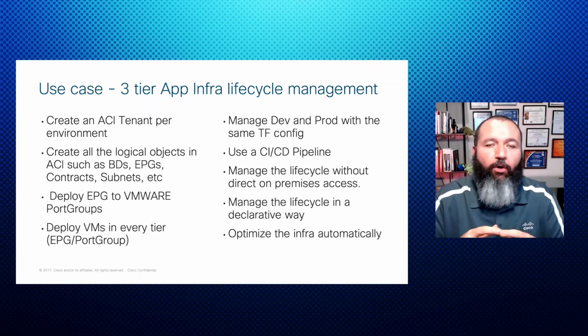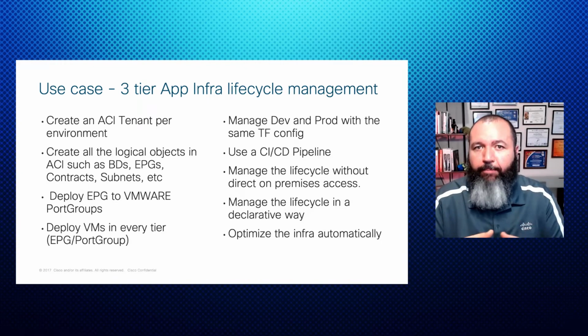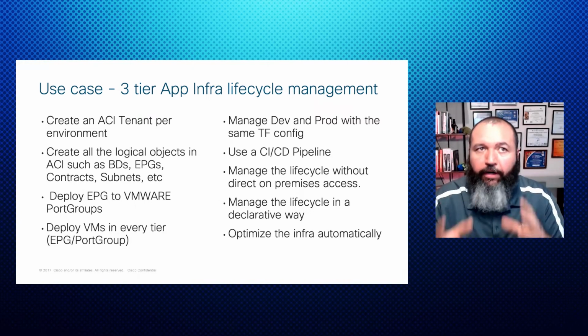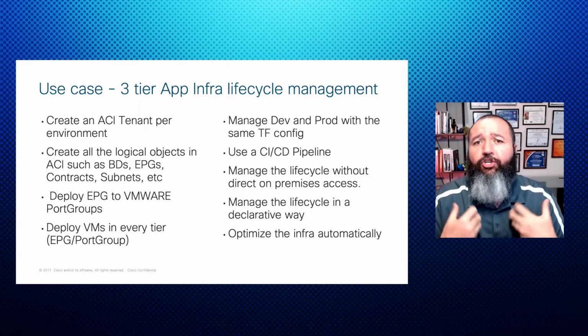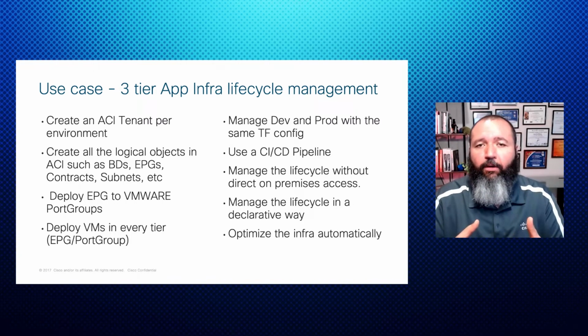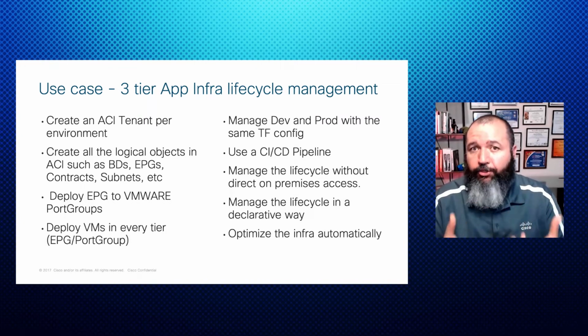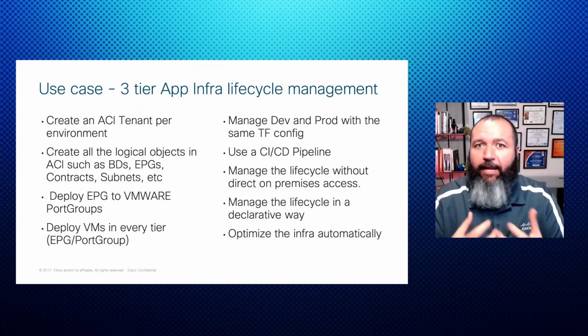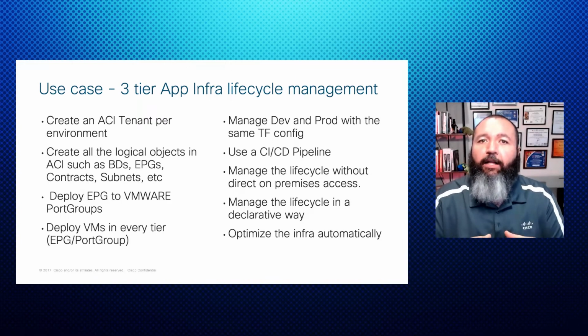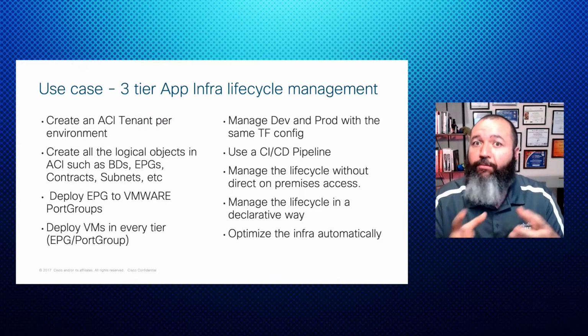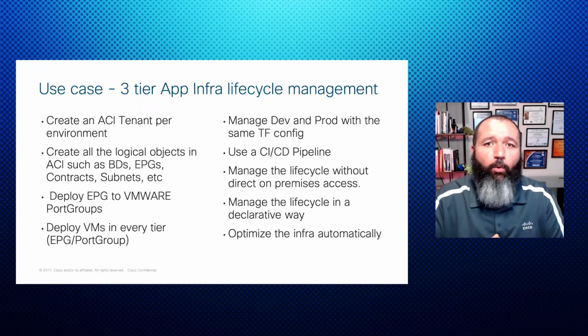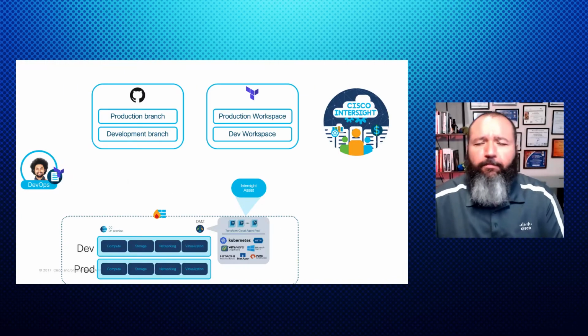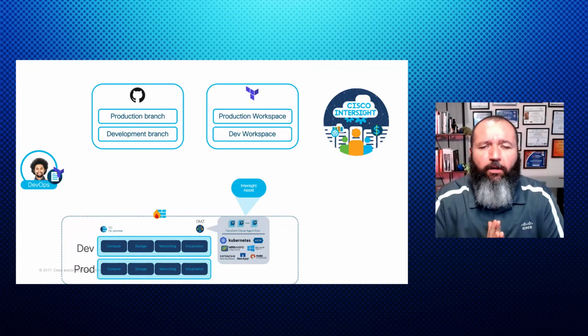So we're going to use an entire CI/CD pipeline for this, where we're going to manage the entire lifecycle of the application for every single environment, and as I mentioned before, do it in a declarative way. We're going to show you how all this will allow us to provide all the infrastructure for the developers, and at the same time, in an automatic fashion, optimize this infrastructure through Intersight Workload Optimizer. So let's see how this pipeline looks.